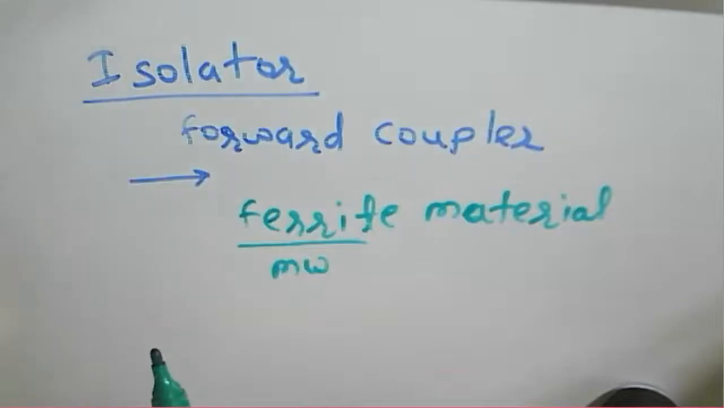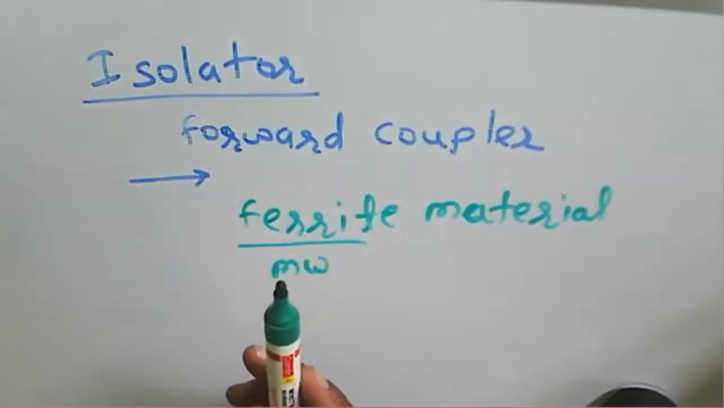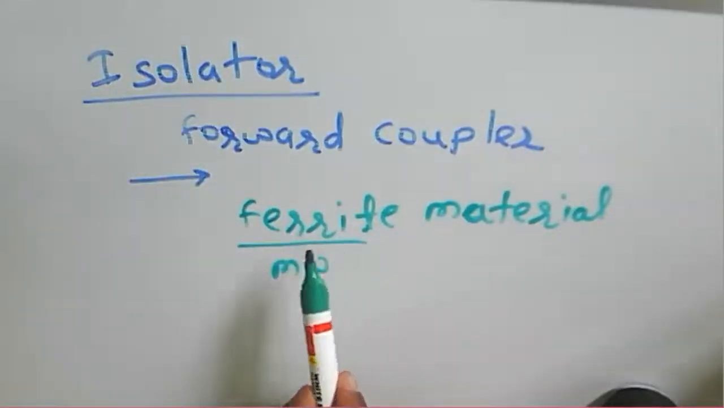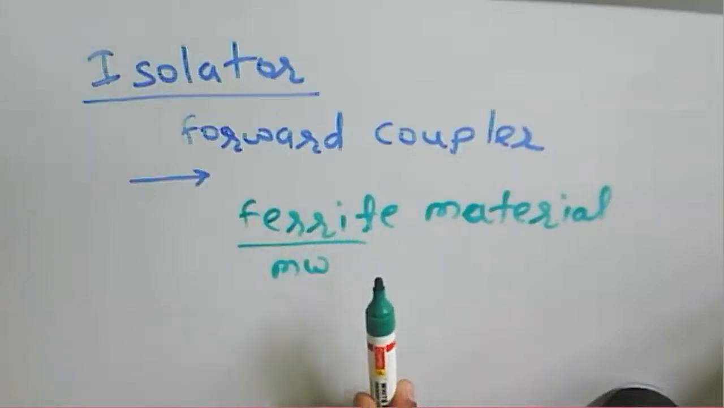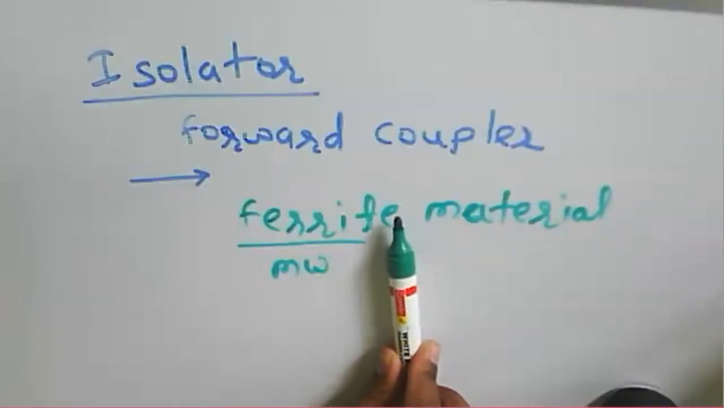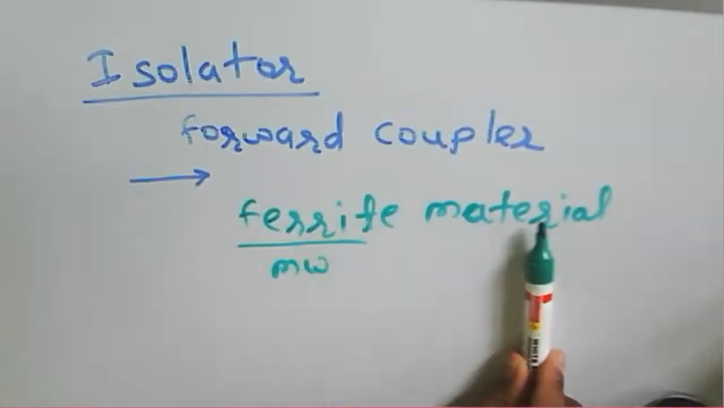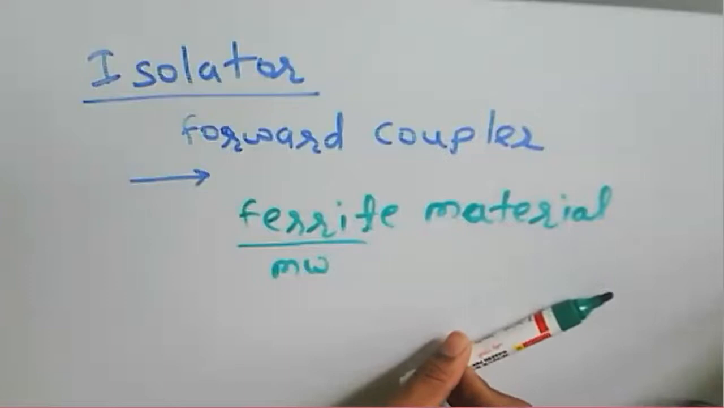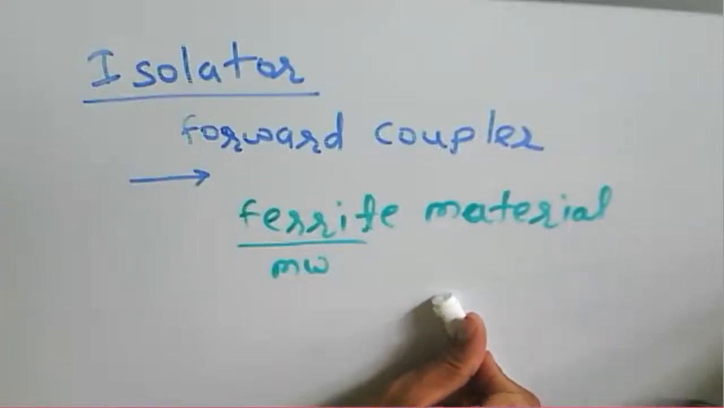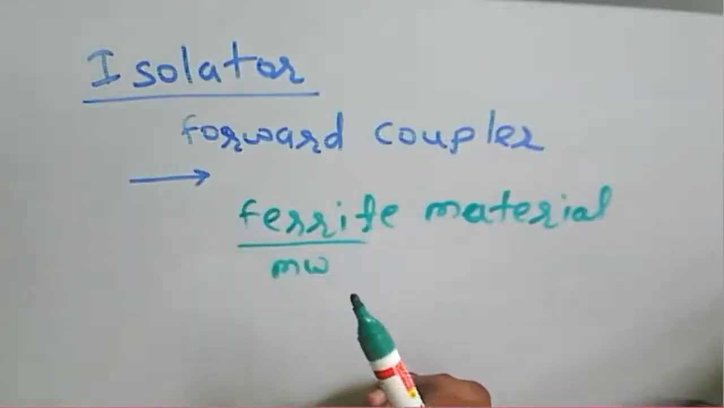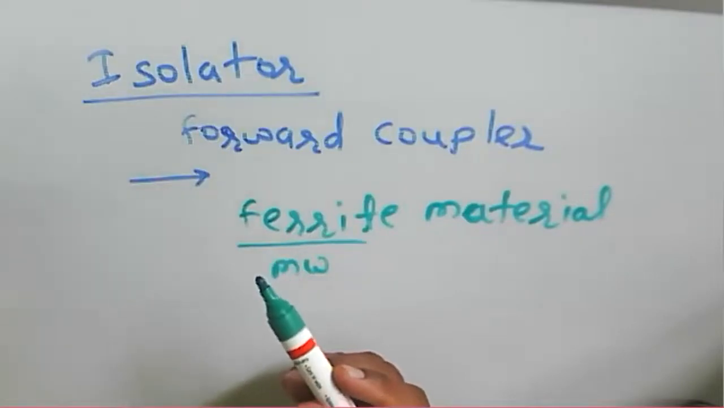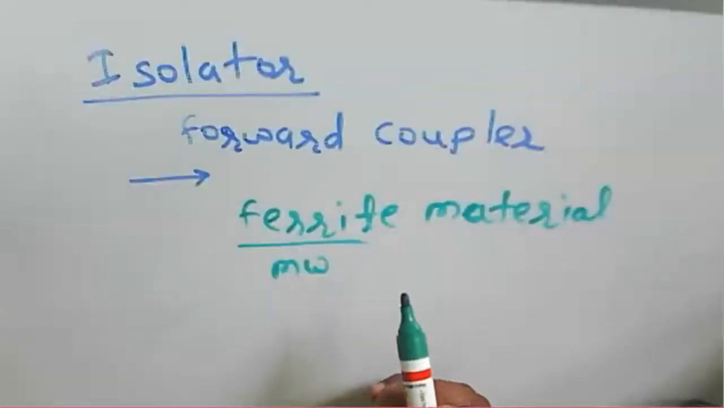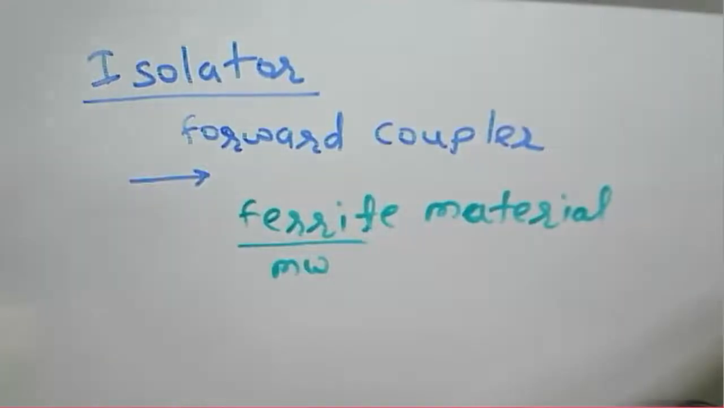So what we can say is that here we have a signal propagating through the ferrite rod. Then signal rotation takes place. It can be 45 degrees, 90 degrees, 180 degrees, likewise. That's why it is called a Faraday rotation. That Faraday rotation depends upon the microwave frequency.